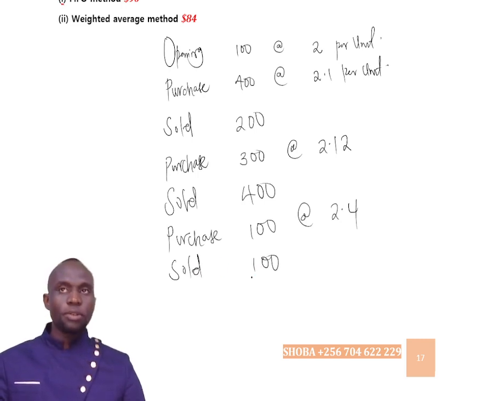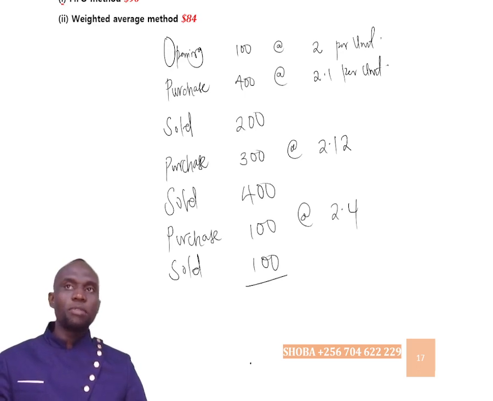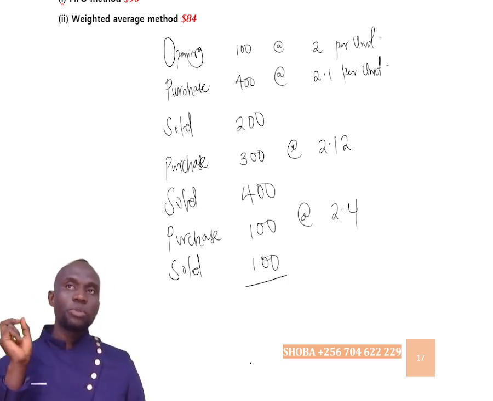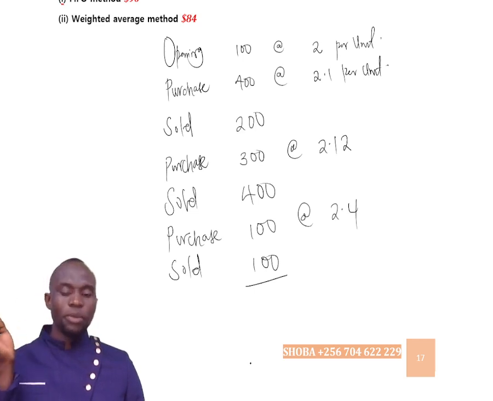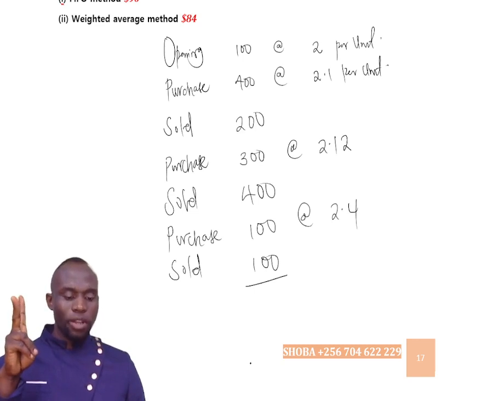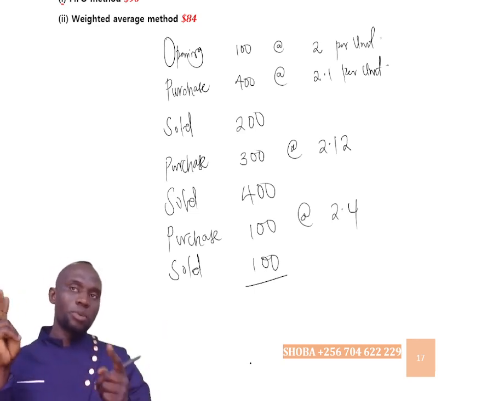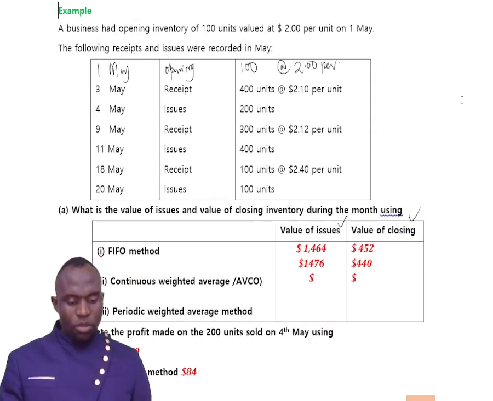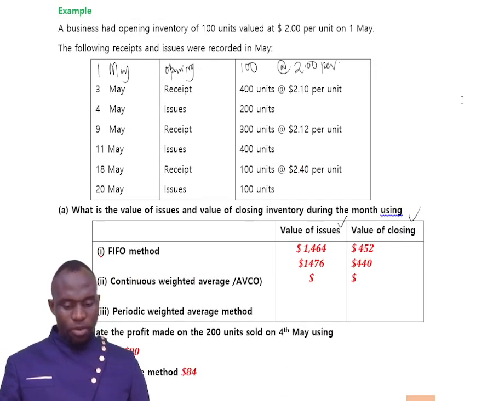and finally we sold out 100 units. So what is the value of closing inventory? How many units are left? So we had 100, we bought 400, so that would be 500. We sold 200, so balance is 300. We added 300, 600, we sold 400, balance is 200. We bought in 100 and we sold 100, so meaning closing inventory would be 200 units.